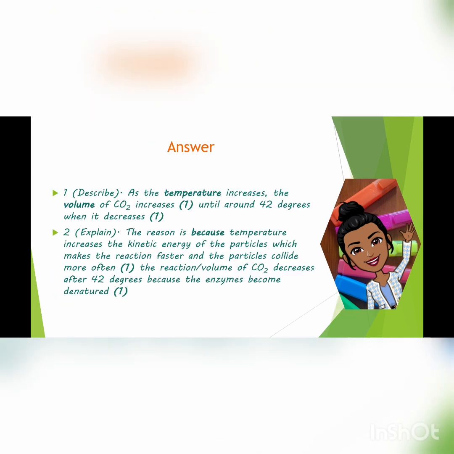Okay, to describe this trend, you would need to say as the temperature increases, the volume of CO2 increases for 1 mark until around 42 degrees when it decreases. The explanation would be, this is because as temperature increases, the kinetic energy of the particles increases, making the reaction faster and they collide more. After around 42 degrees, it decreases because the enzymes become denatured.